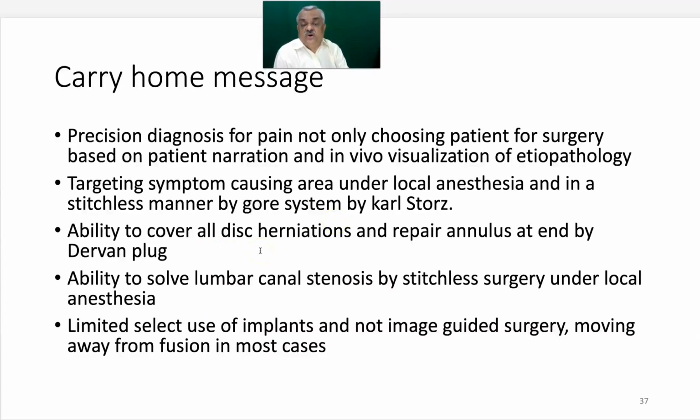We are able to cover all disc herniations and repair the annulus at the end of the surgery, and we can also solve the stenosis by the same surgery by extended application of my system. Now we have limited select use of implants and our surgery is not image guided. So to sum up, Gore's system is effective in treating lumbar disc related problems.